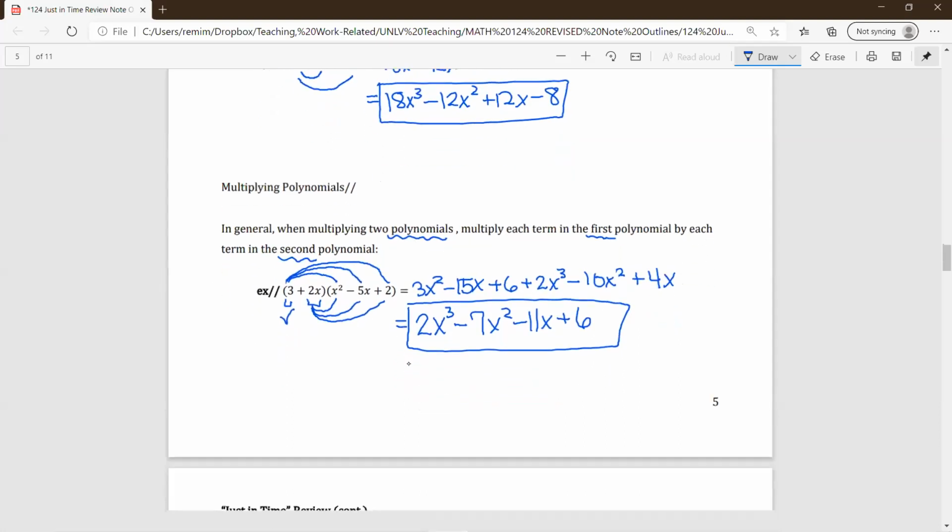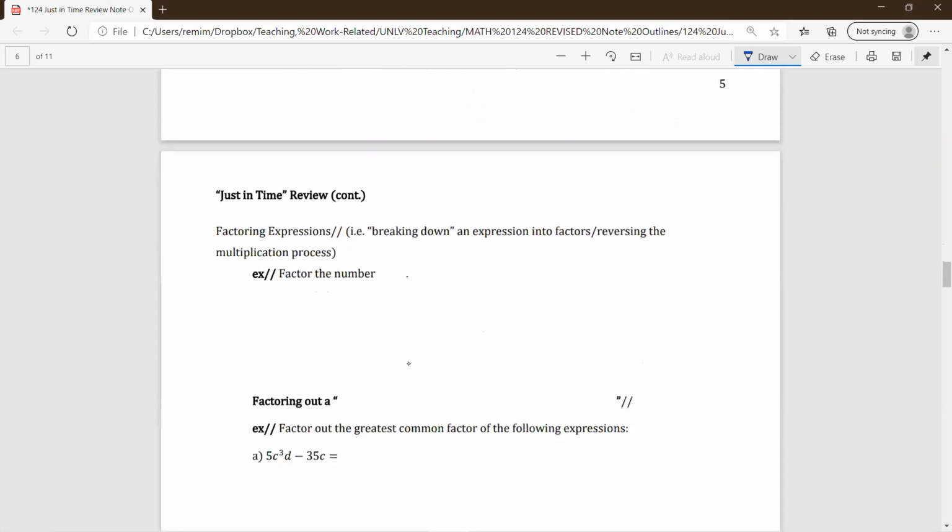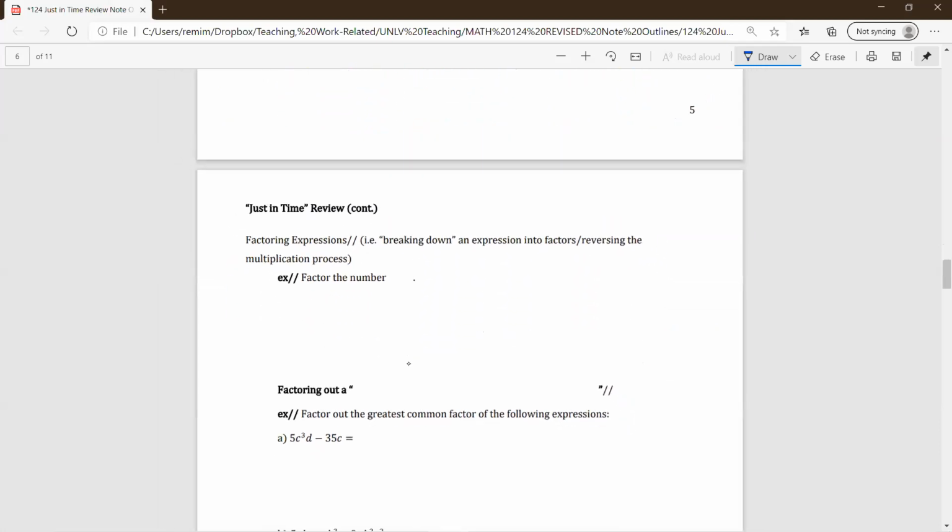So let's move on to really the key part in this whole section, factoring expressions. This is extremely important. We're going to use it a lot throughout the whole semester. You need to know how to factor expressions. Very, very important. And we are going to have three main techniques to do that.